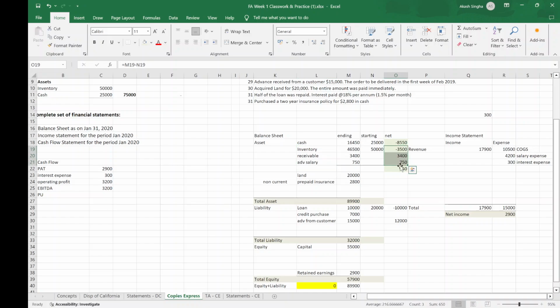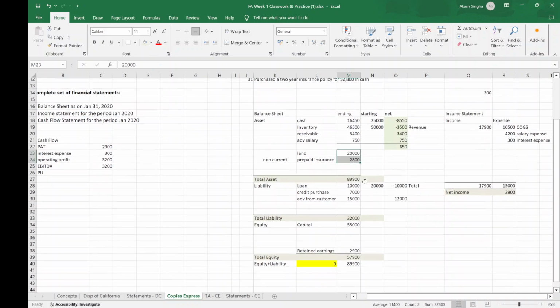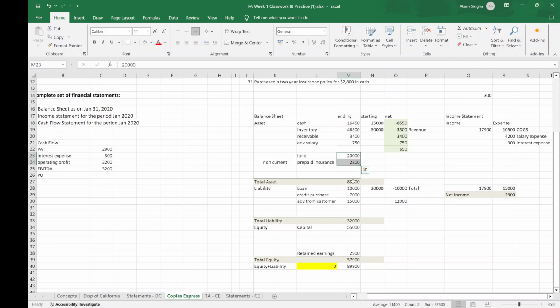If we calculate it, it's going to be 650. These are the non-current assets: 20,000 plus 2,800, I'm not doing that. So this is the total asset, total liability, and total equity. In here, all of them are calculated as current asset. The change is minus 10,000 plus 7,000 plus 15,000, which is 12,000.